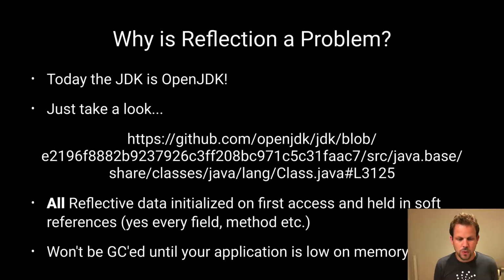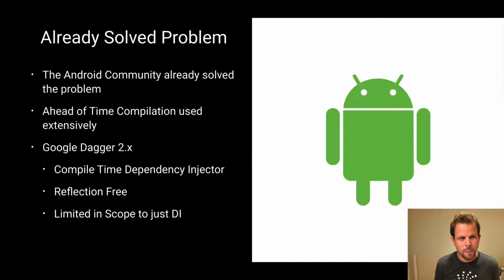For those of you who are not aware, a soft reference is essentially only garbage collected when the JVM is running out of memory. So that's clearly a bad thing. You don't want to wait for your application to be low on memory before some of these things get GC'd, and many of them never do. And you'll find in a large Java application there is a significant amount of memory occupied simply by reflective metadata.